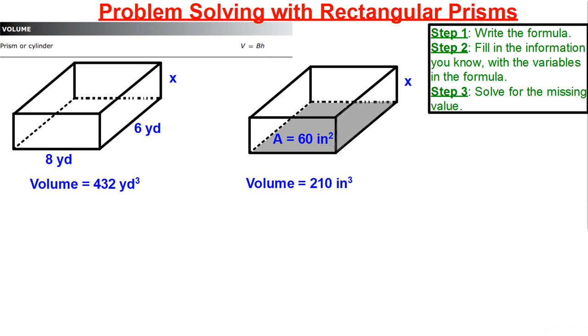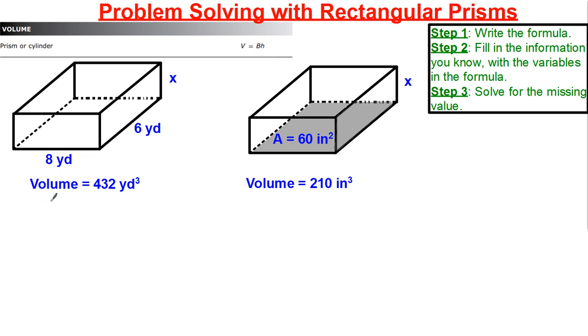Today we're going to be focused on problem solving with prisms. Now all that means is that we're going to have some information that's missing, but we're going to be given a volume. So essentially we're just going to work backwards in order to figure out what that missing value is.